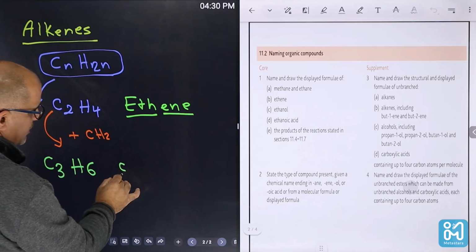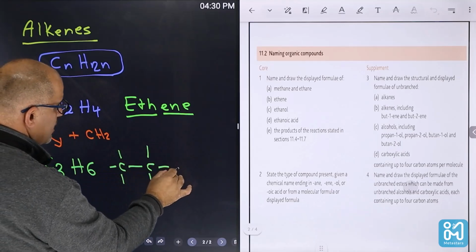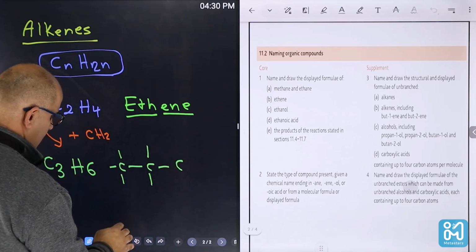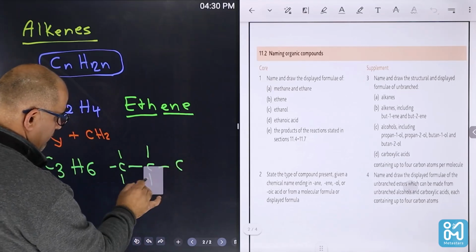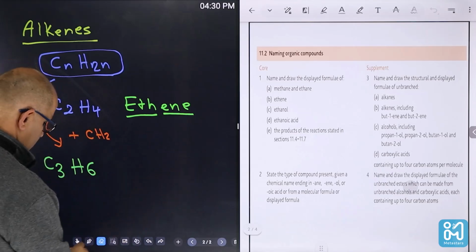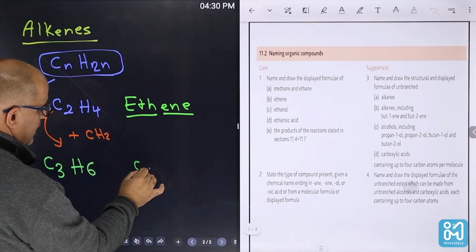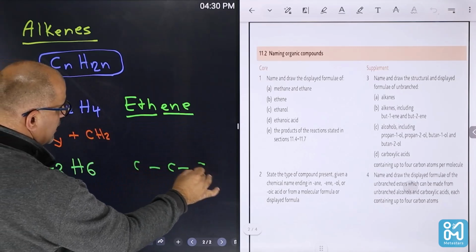Now, to draw this structure, as I told you, we can draw 3 carbon atoms, but here we have what? We have a double bond, so we shall draw the structure like that, with the double bond between carbon 2 and 3.